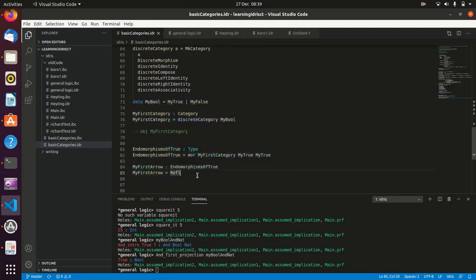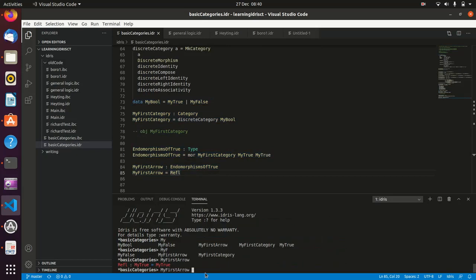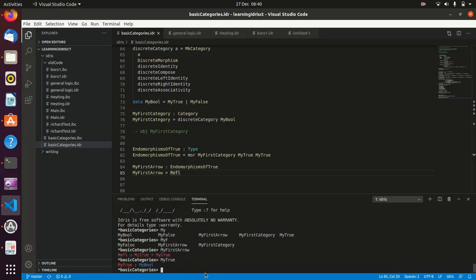So let's see this running. It essentially corresponds to this reflexive element of this identity type, my true equals my true. And what's my true? Let's find out. It's a member of the type my bool. And my bool is basically the type of objects through which we built this category here.